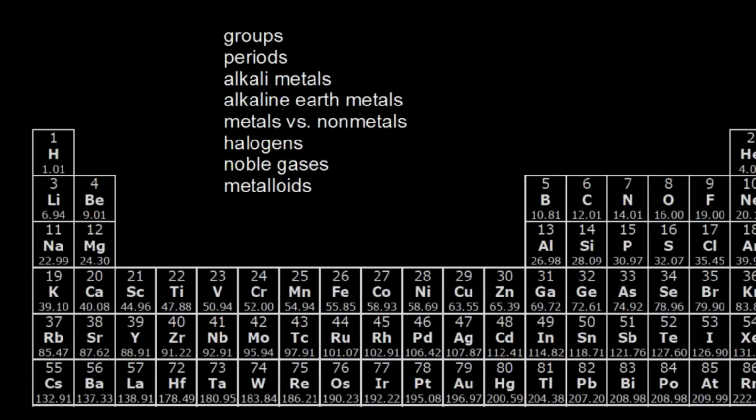In this video, we're going to look at the periodic table and we're going to classify the elements into groups. And so as we go through these terms, I'm going to be checking them off. So the groups are the vertical columns on the periodic table.